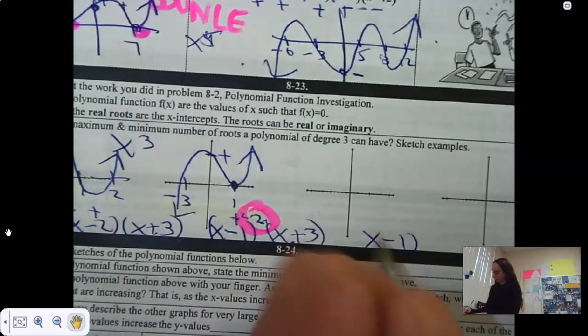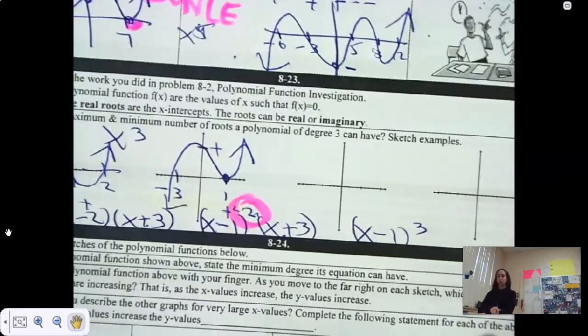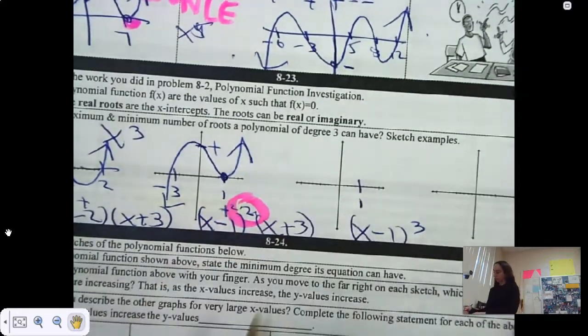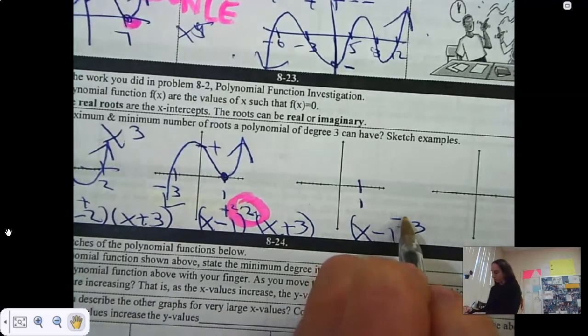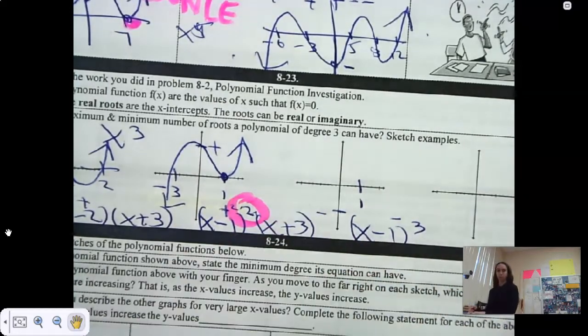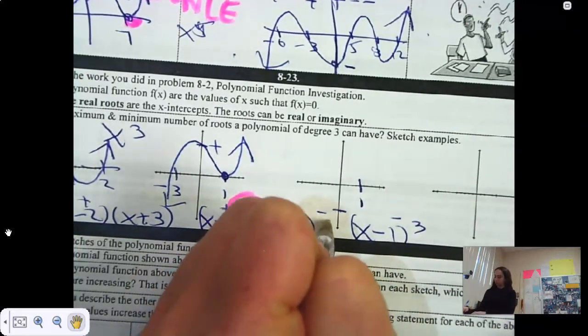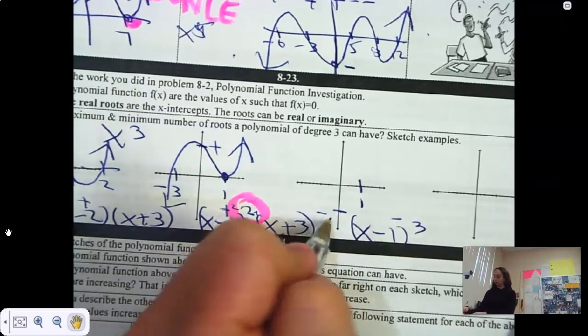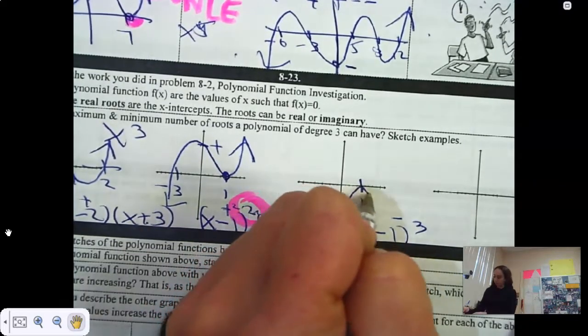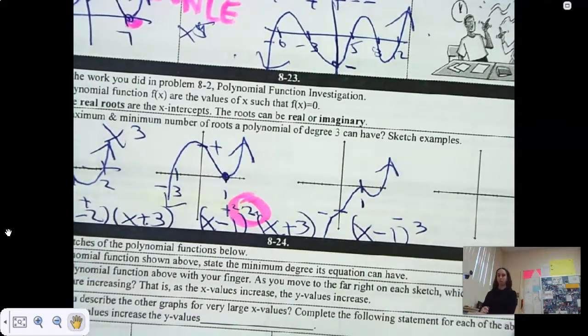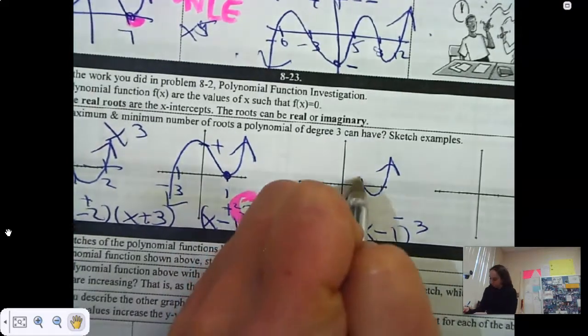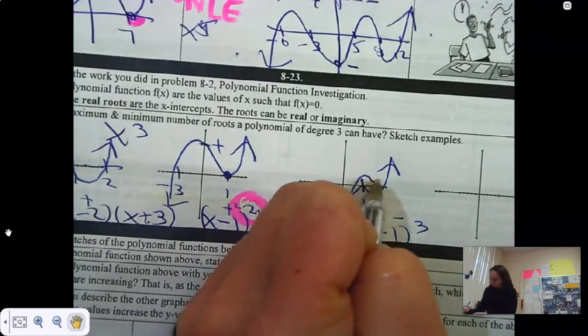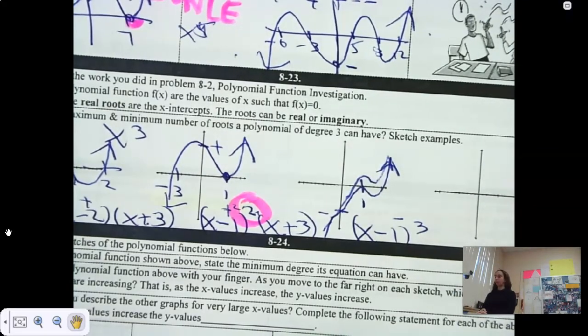Okay. Another option is I could do (x minus 1) cubed. And that just means there's 1. If I cube a negative, it stays negative. So I could do something like this. Now, if it's cubed, it's not bouncing, but what it's doing is going through at that spot. I didn't do a very good job. Let's see. Probably should go through and then a bounce. I'm not very good at that, but you get the idea. Okay?